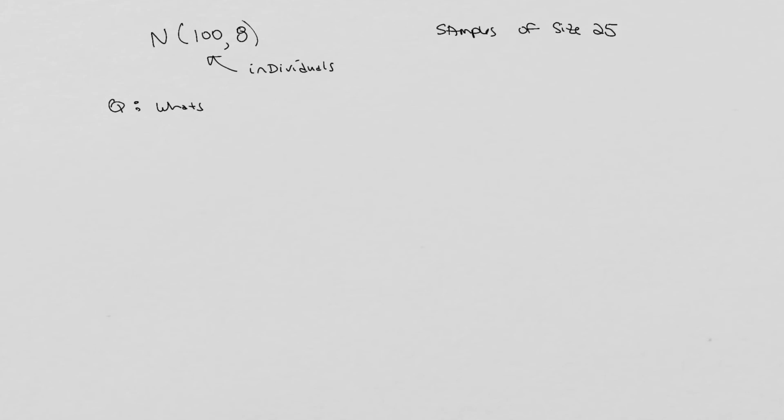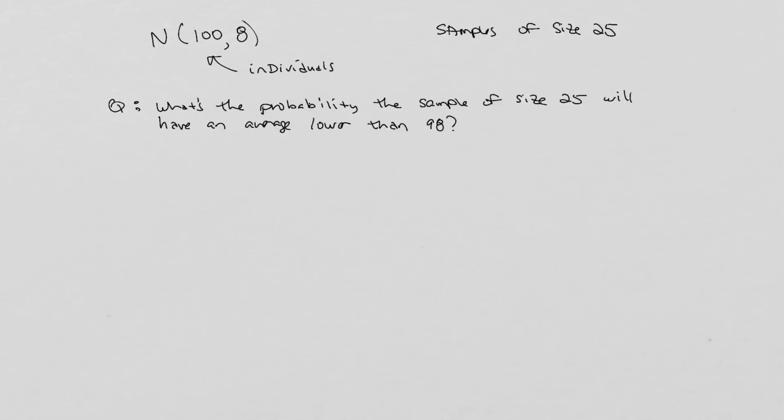What if I start off with something that's the normal distribution with an average of 100, standard deviation of 8? Right? What I'm going to do is pull out samples of size 25. Okay? So this, again, is just for individual scores. The question says this: what's the probability the sample of size 25 will have an average lower than 98?